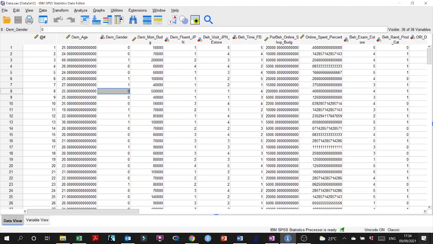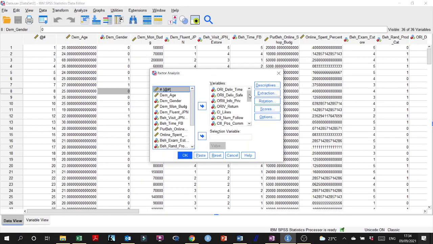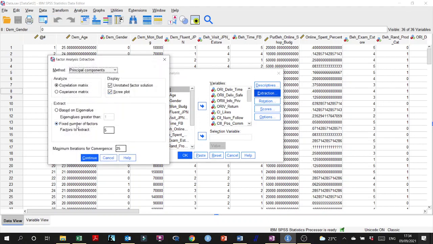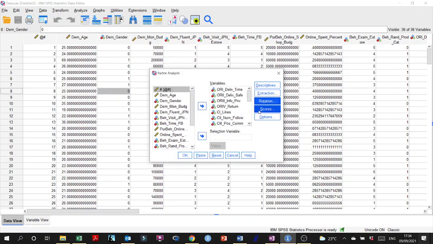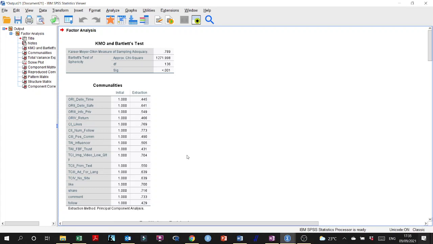So what's the verdict here? I am going to go to analyze, dimension reduction, and for descriptive, keep as is, reproduced. Extraction, I'm going to use eigenvalue greater than 1. Rotation, Promax, like before, kappa 4. And well, negative, I'm going to get rid of. And the other one that was giving us trouble is the affective trust for not a trusted friend. And then the year is okay.